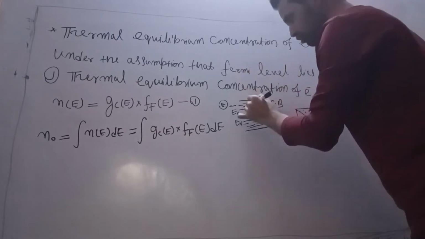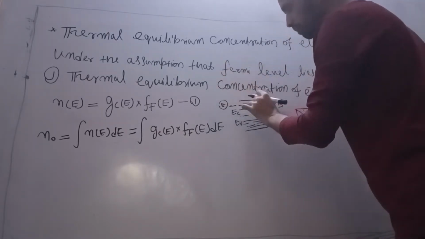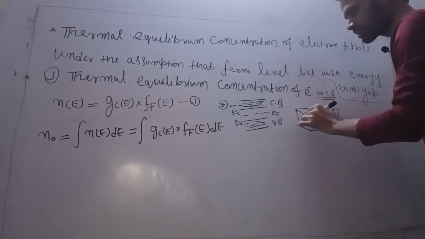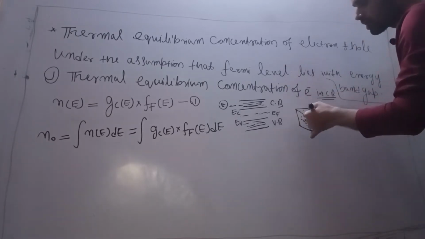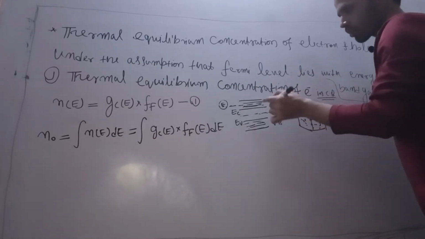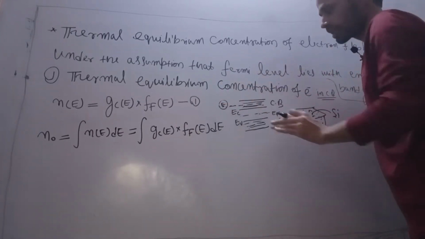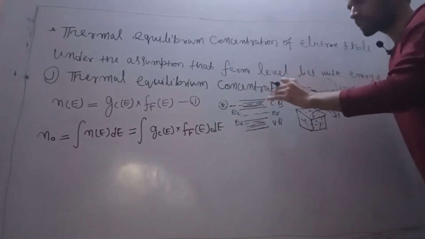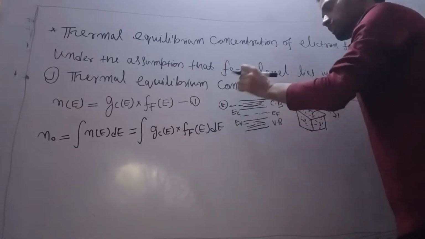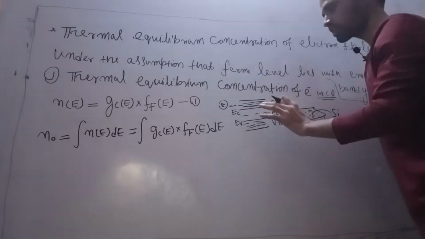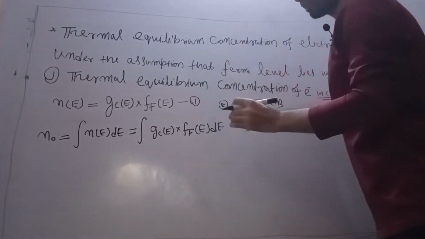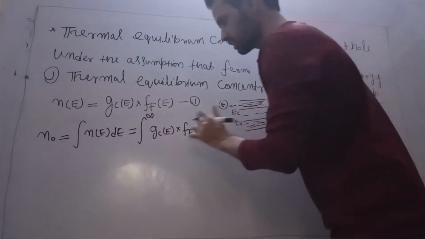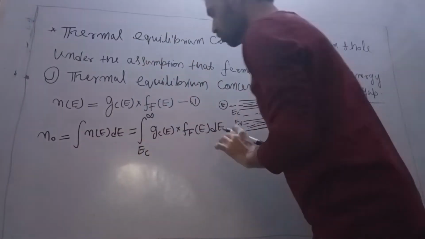So what is the upper limit? The upper limit means how many places should be there for the existence of an electron in the conduction band. It is like free space inside the crystal, not outside the crystal. Free space inside the crystal is nothing but interatomic space. So its upper limit is infinite, and the lower limit is EC.